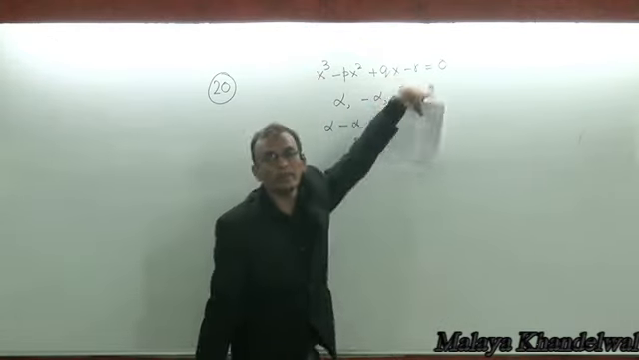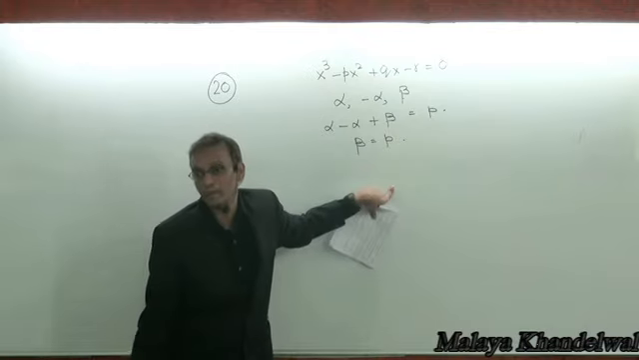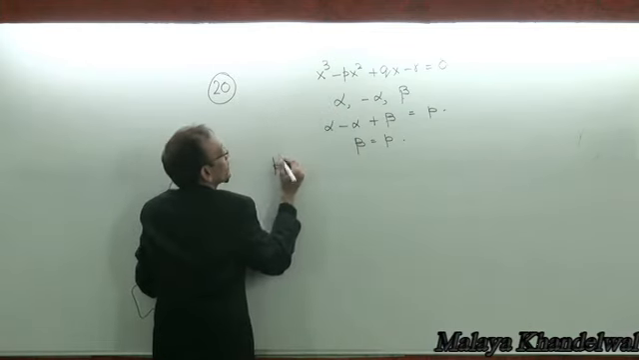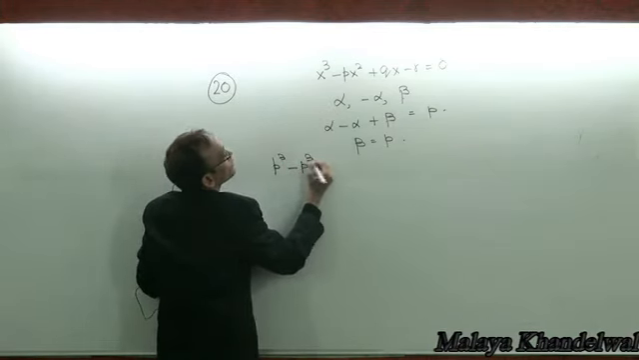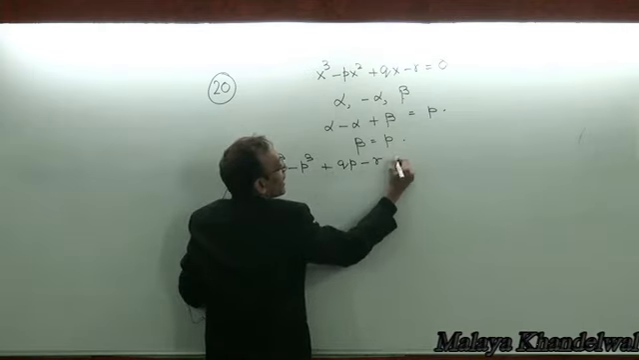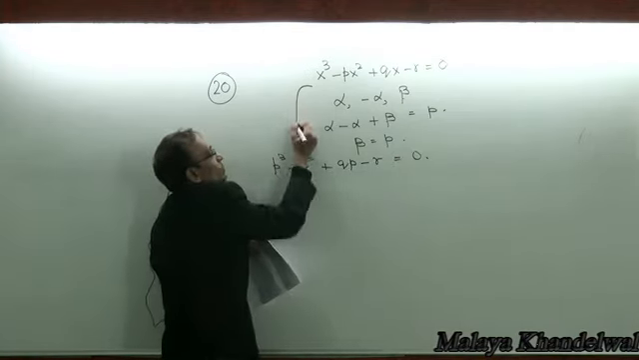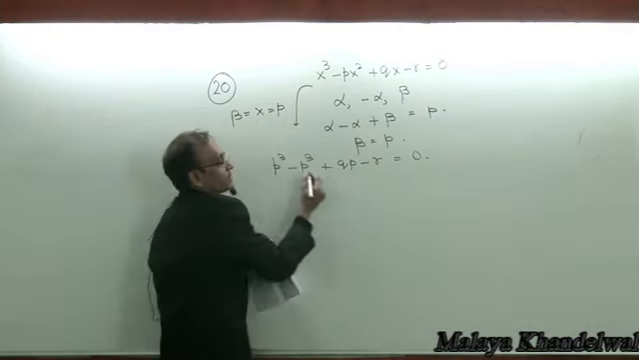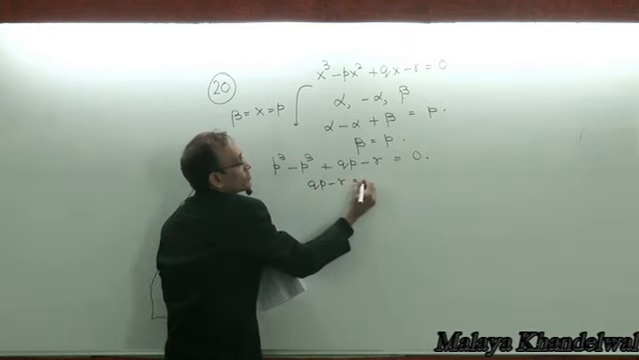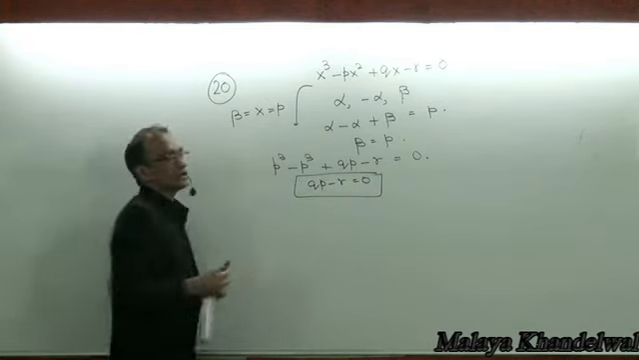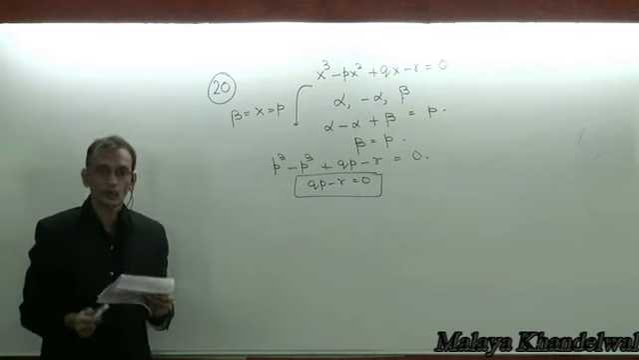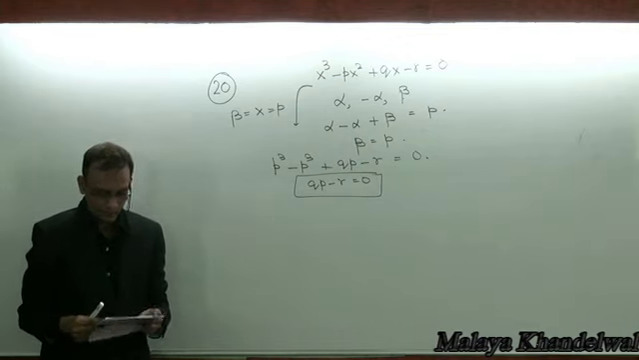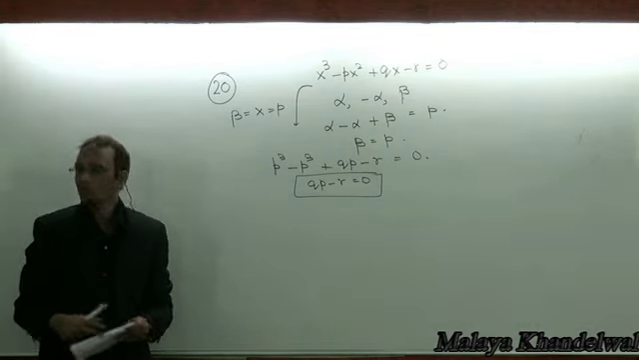That means you can put x equal to p. Beta is a root, but beta turns out to be p. So p must satisfy this equation, yes or no? That means put x equal to p. So you get p cubed minus p cubed plus qp minus r equal to 0. Plugging in x equal to p in this. That's one of the roots. So that gives me qp minus r equal to 0 as the required condition. So option C. Yes or no?